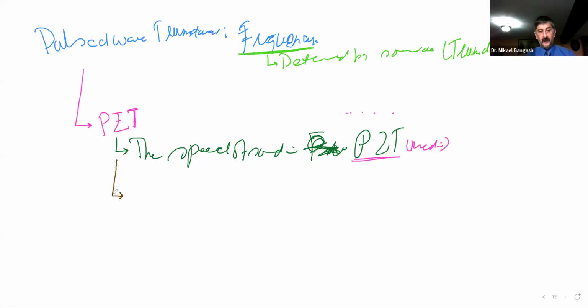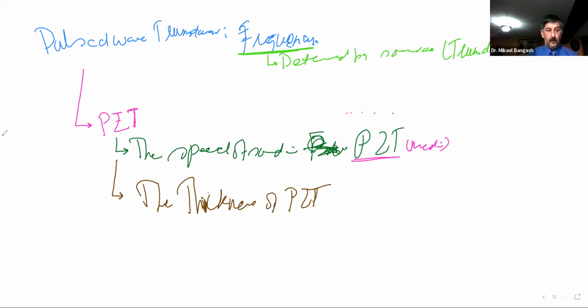Another feature or characteristic of your piezoelectrical material that will determine the frequency of the pulse wave transducer is going to be the thickness of the PZT. So we can say that the thickness of the PZT, which I hope I have clarified what we mean by, is going to play a role in determining the frequency of that transducer. Did you guys get that? Any questions so far? Good.